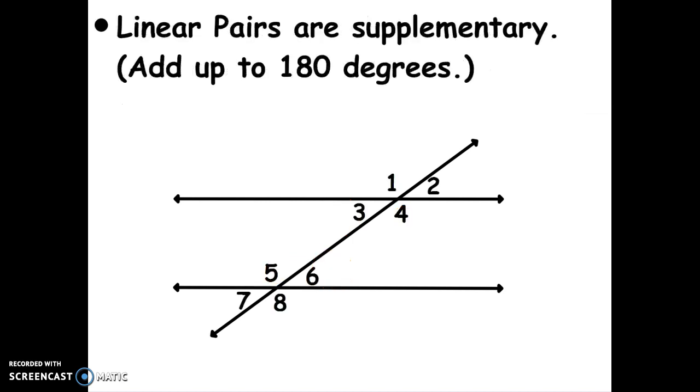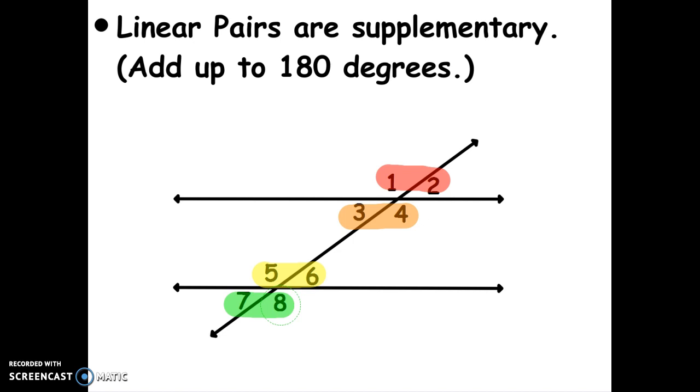All right, the last angle pair are linear pairs, and they are also supplementary, meaning they add up to be 180 degrees. Linear pairs are angles that are beside each other. So for example, 1 and 2 would be considered a linear pair. You also have 3 and 4, they're right beside each other. 5 and 6 are beside each other. 7 and 8 are beside each other.